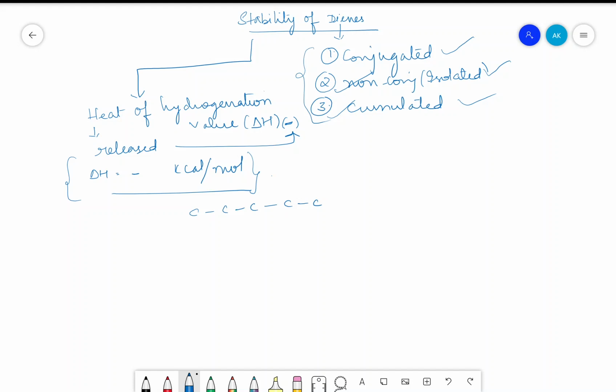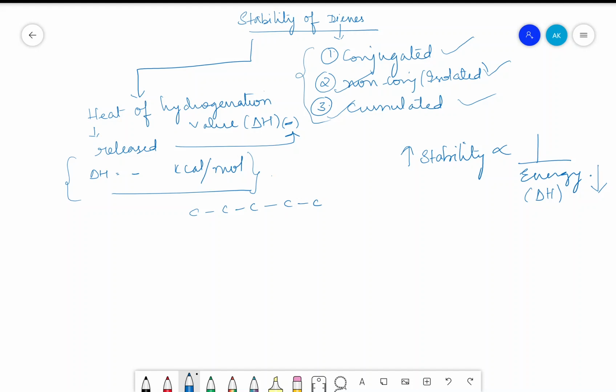Before going into the reaction part, the only thing we have to remember, a very simple thing, is that stability of a compound is inversely proportional to energy. That means our energy here is delta H. Delta H is heat of hydrogenation. If a conjugated diene or non-conjugated diene or cumulated diene has to be stable, energy should be less.